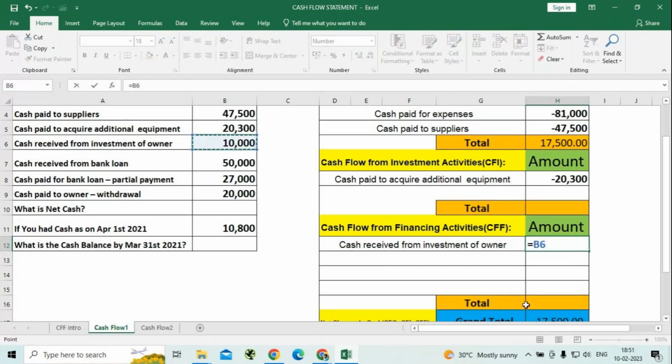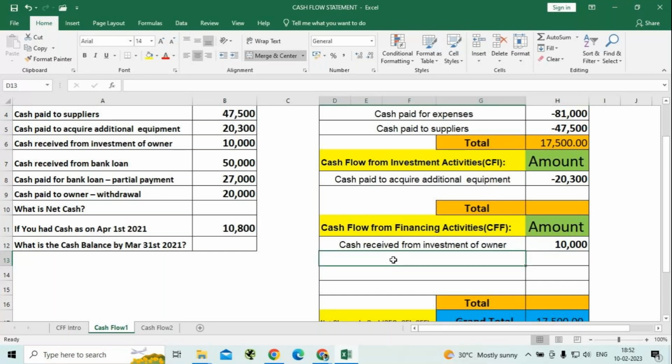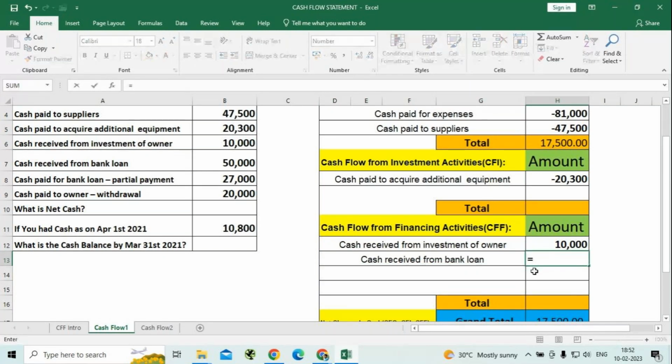Okay, so I have given this value. Since it is received by the business from the owner, the capital has come to the business, I'm going to show the value in a positive figure. The next, cash received from bank loan. So we are receiving the money from the bank as a loan. It's a debt. So it is also a financing activity, and the money is coming in, so I'm going to show it in a positive figure.